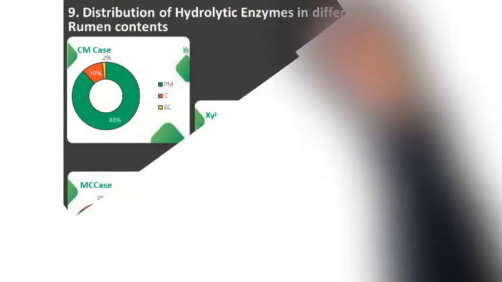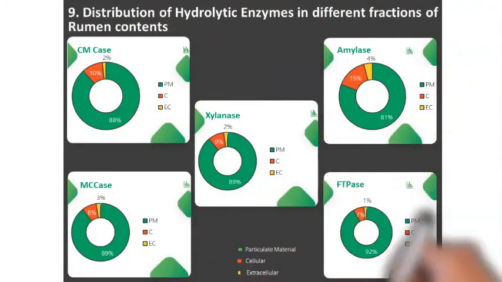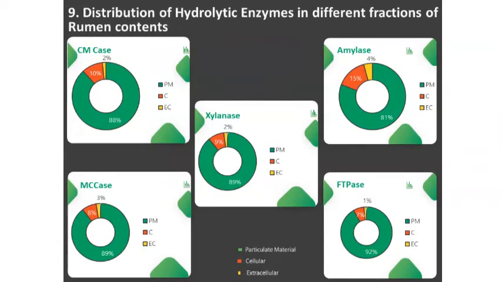Distribution of hydrolytic enzymes in different fractions of rumen content. About 80 to 90% of total hydrolytic enzymes are attached with particulate material, while the rest, 8 to 10%, of the activity is present in the cellular or extracellular fractions. Therefore, it is essential that while studying the enzymes and microbes of fibrous feed given to animals, the sampling of the rumen liquor or rumen content should be taken from the particulate material of rumen contents.